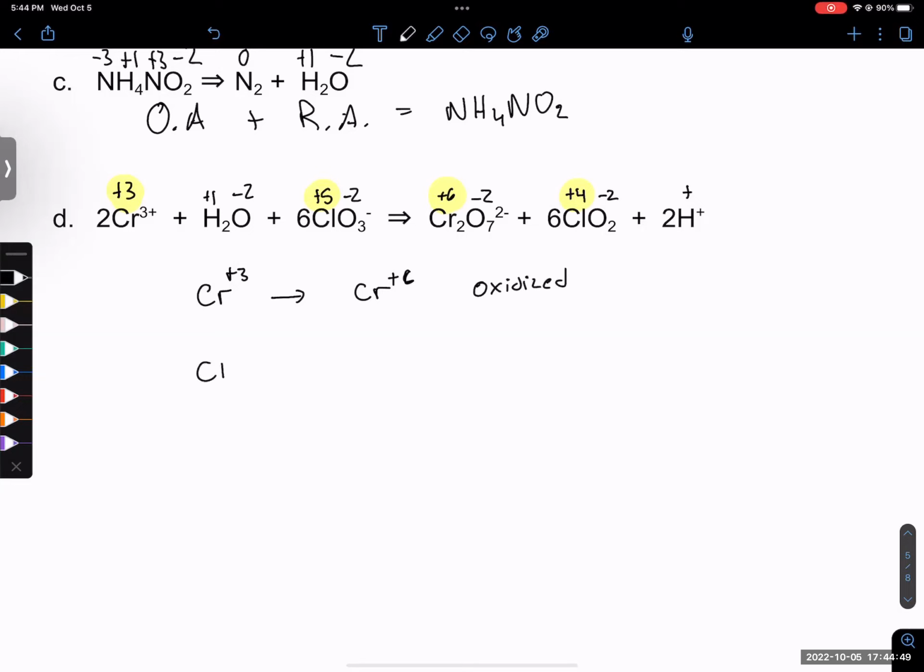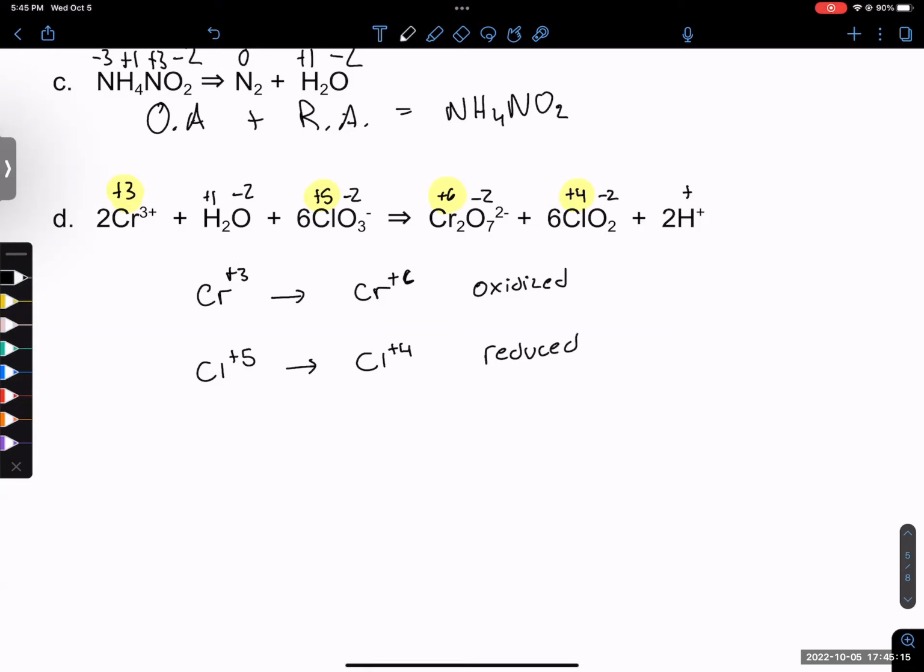Chlorine's going from +5 to a what? +4. Is that being oxidized or reduced? Reduced, right? It's getting closer to negative numbers, if you will. Therefore, it's gaining electrons, so it's reduced.